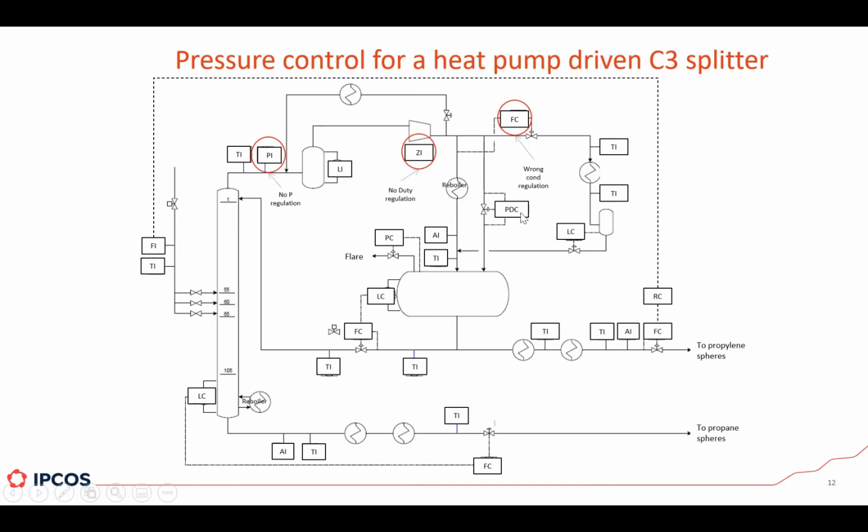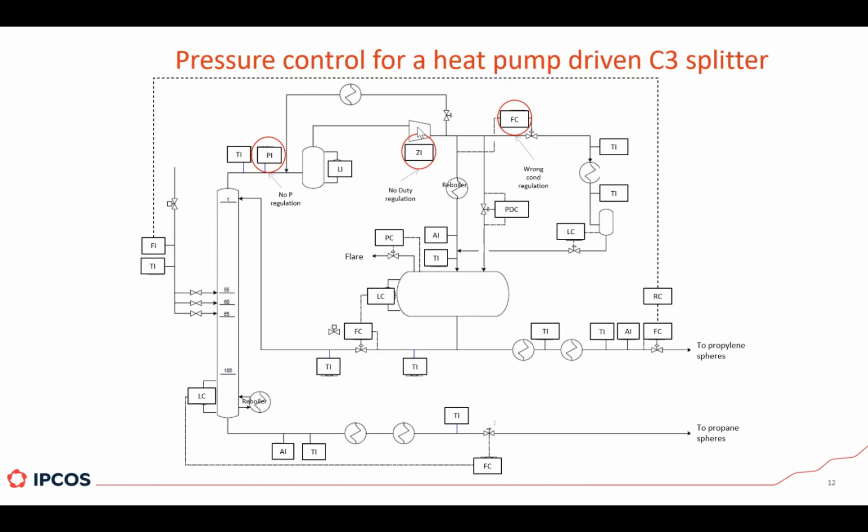When trying to control the pressure of this column, when we first went into this site, what we found was that they tried to control the pressure of this column using the inlet guide vanes of this compressor. This was just a centrifugal compressor, and they were trying to use the inlet guide vanes of the compressor. What is the problem with that?